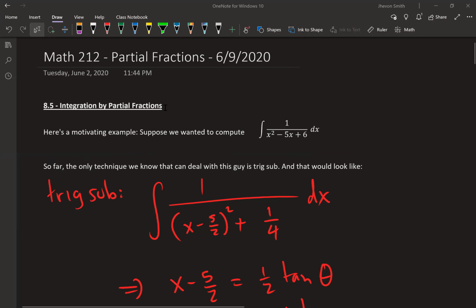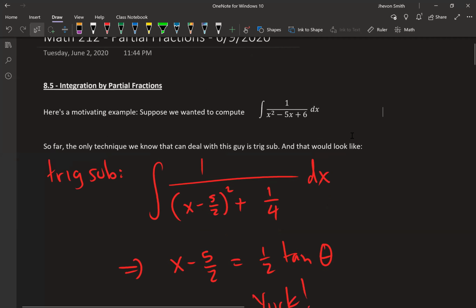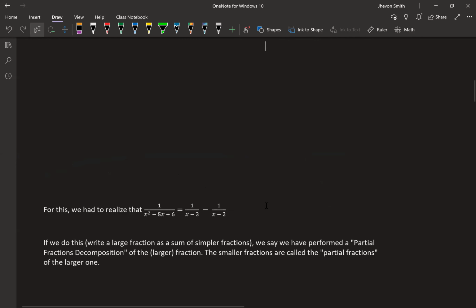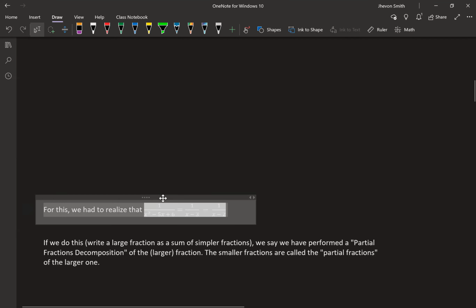That is what partial fractions is about. Partial fractions is a way to go from a big fraction to a sum of smaller fractions, right? This is called partial fraction, right? So for this trick to work, we have to realize that this is equal to that, right? Now, when we do this, we write a large fraction as a sum of simpler fractions. You say you have done a partial fraction decomposition. The smaller fractions are called the partial fractions of the original fraction.